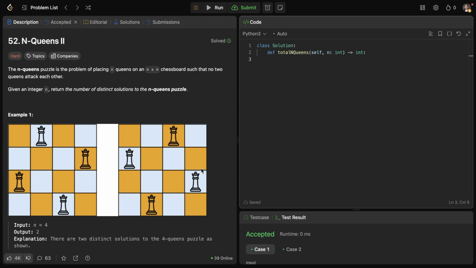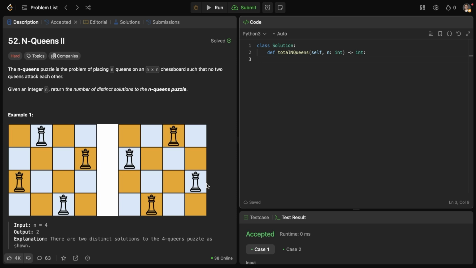So you are placing n queens. For each queen, how many choices will you have in the worst case scenario? For the first queen, you will have n choices. For the second queen, you will have n-1 choices. For the third queen, you will have n-2 choices. If you multiply all of them, it comes out to be n factorial, and you are placing n queens in them. So the time complexity would be somewhere around n factorial times n.